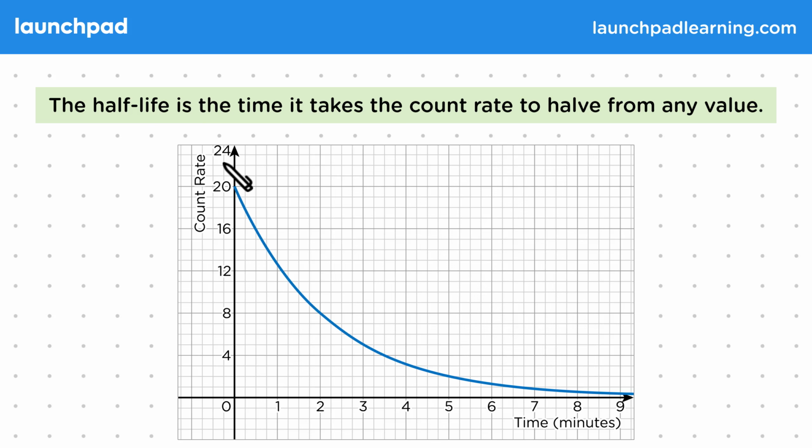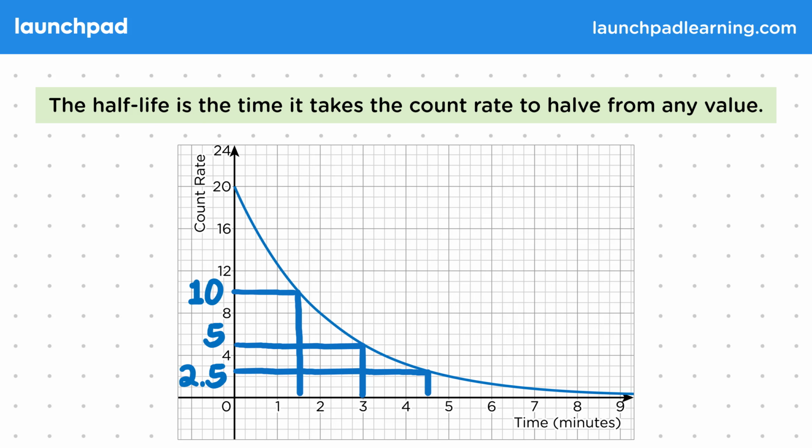Here, the count rate first halves from 20 when it's dropped to 10. So let's draw a line from this count rate to the graph and down to the time, which is 1.5 minutes. Remember that the half-life will always be the same. So we can look at the time it takes the count rate to halve again to check that we have the same time interval. This will be when the count rate goes down to 5, which happens at 3 minutes. Then the count rate halves again to 2.5 at 4.5 minutes.